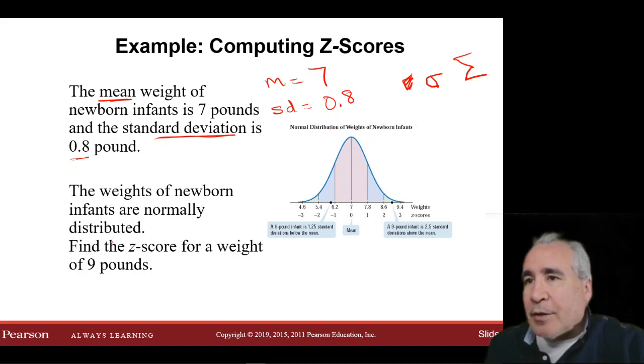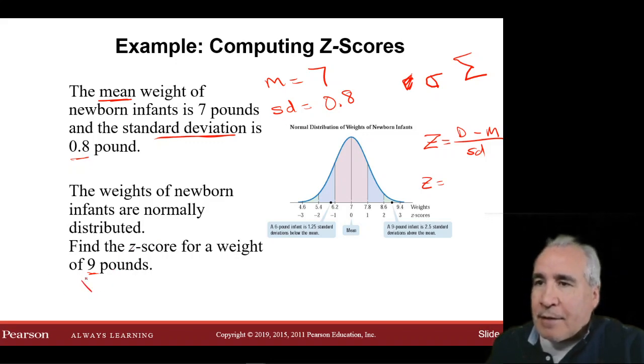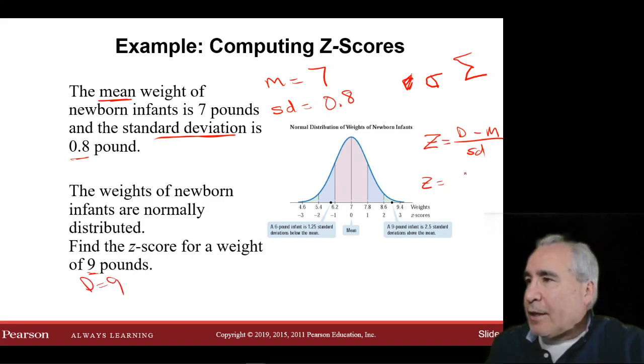So the weights of newborn infants are normally distributed. Find the z-score for a weight of 9 pounds. So what do we do? Again, I like rewriting this. The z-score is going to be data, so I'll just call it D, minus the mean over the standard deviation. So in this case, the data that they give us, this is our data, is going to be 9 minus the mean that they gave us, divided by 0.8. So this gives us 9 minus 7 is 2 over 0.8.